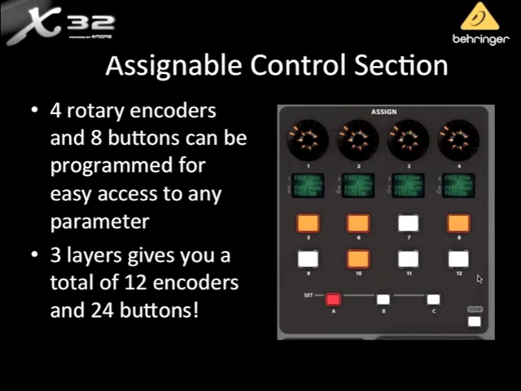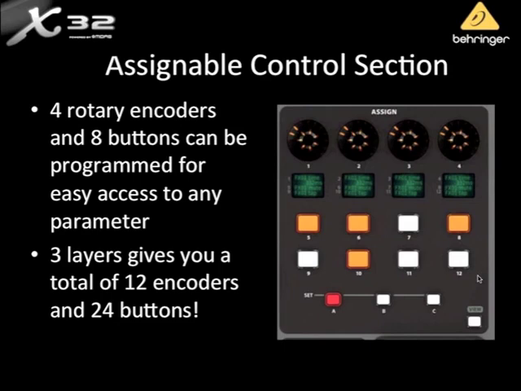We also have an assignable control section, again, right by your right hand above the mute groups. This section features 4 rotary encoders and 8 buttons that can be programmed for easy access to many parameters on the X32. And you'll notice right below the 8 buttons, we have where it says set A, B, and C. This is just like your faders where it works on layers. So you have 3 different layers of these controls, which really winds up giving you 12 different encoders and 24 buttons that you can assign at any time.